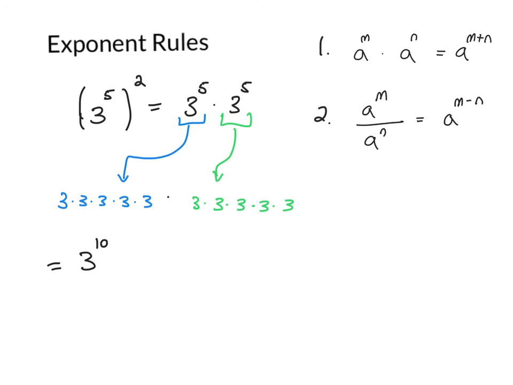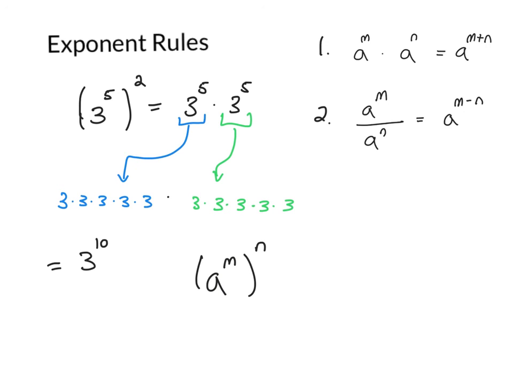So if I come back up here and I think about this, I have a 5 and a 2. And so how do I combine 5 and 2 to get 10? A good guess would be that we multiply them. And so hopefully this gives us some understanding of our next exponent rule.